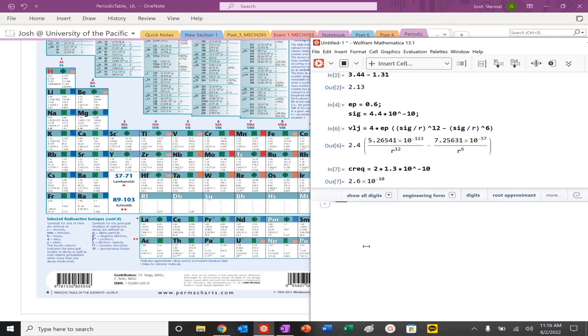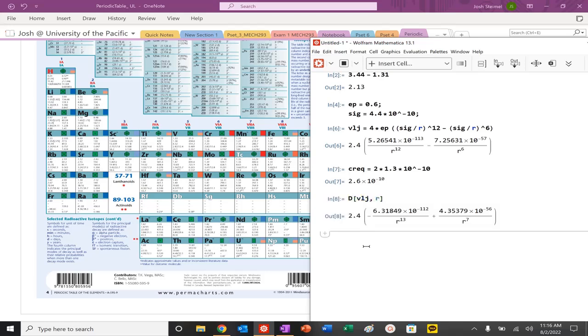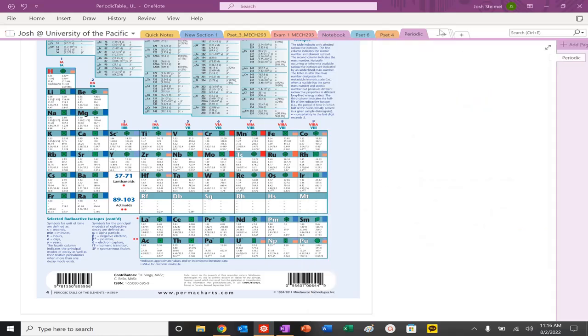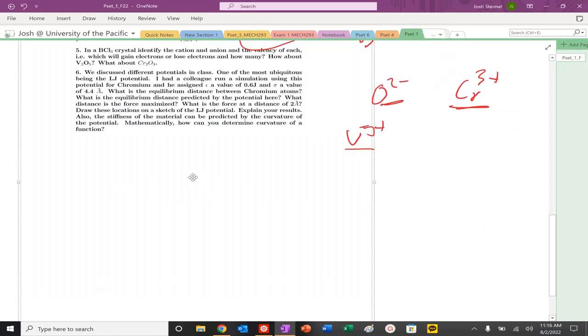What is predicted by equilibrium distance here? I need to basically take the derivative of my VLJ with respect to R. I need to solve when this equals 0. So this equals 0 in terms of R. And solve. And okay, so this is quite different from what we're expecting, but hey, that's the problem set. So it is different here.